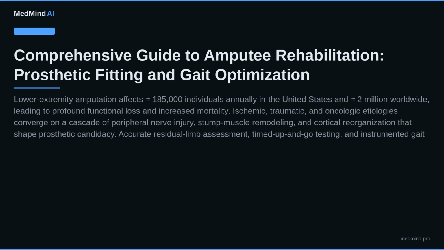Ischemic, traumatic, and oncologic etiologies converge on a cascade of peripheral nerve injury, stump muscle remodeling, and cortical reorganization that shape prosthetic candidacy. Accurate residual limb assessment, timed up-and-go testing, and instrumented gait analysis are the cornerstones of diagnosis, while early socket fitting, targeted muscle reinnervation, and microprocessor-controlled components constitute the primary management strategy. Multimodal pain control, structured physiotherapy, and patient-centered education together maximize ambulation and quality of life outcomes.